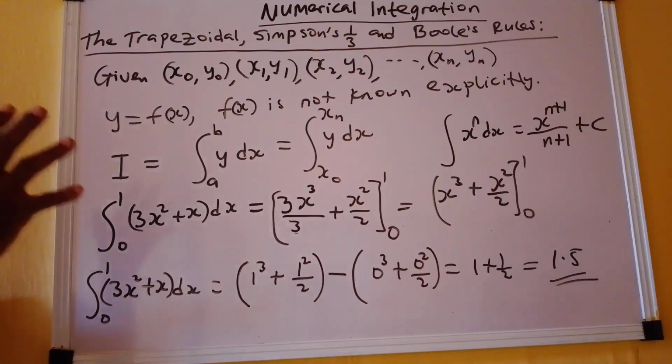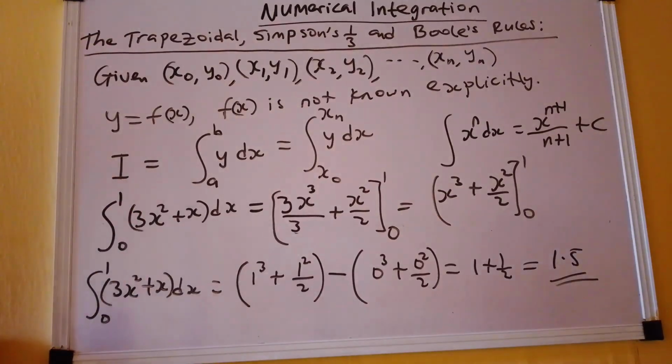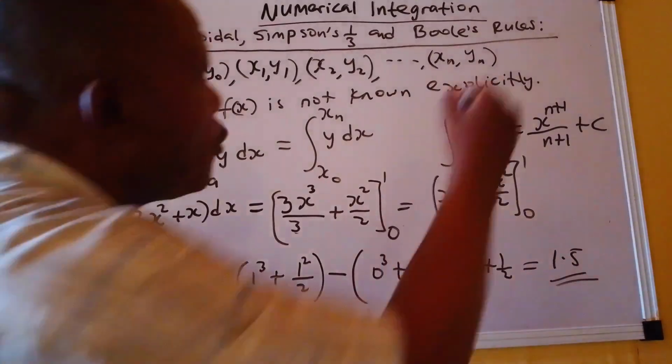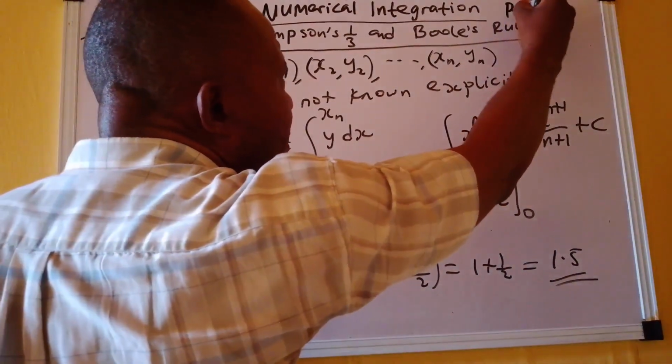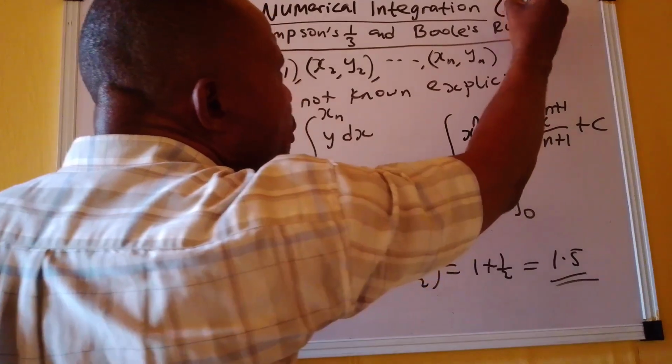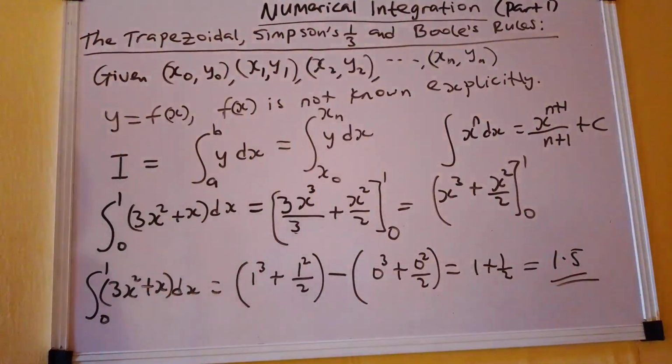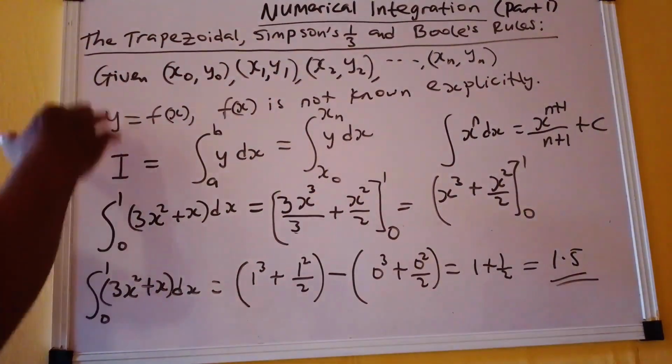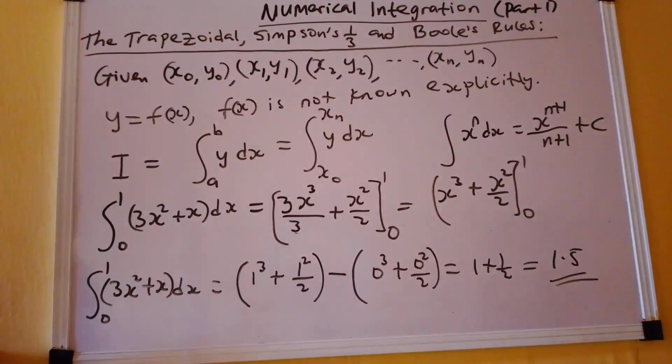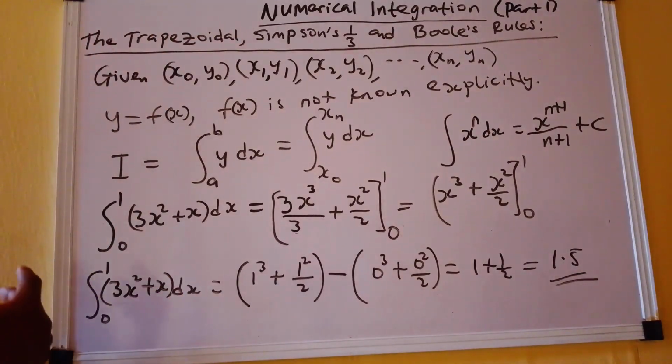Today we are looking at numerical integration part 1. We will not be able to cover all the methods today, so we are considering three methods first: the trapezoidal rule, the Simpson's 1/3 rule, and the Boole's rule. In part 2, we shall be considering Weddle's rule, the Simpson's 3/8 rule, and so on.